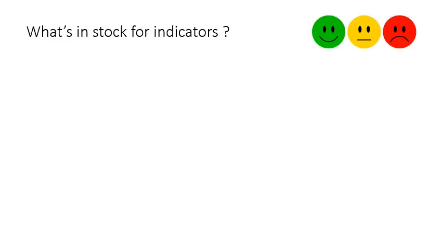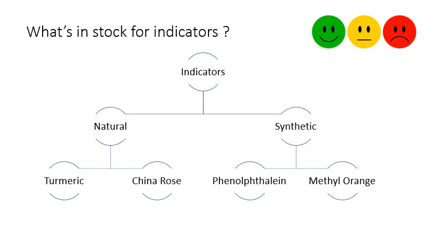After knowing about indicators, let's try and find out what is in stock for indicators. That means, what are the different types of indicators that I have? Look at this flowchart. I can categorize indicators as natural or synthetic indicators. Natural means they are prepared from substances which are available in nature, like turmeric and China rose. China rose is often called chini gulab. And it is very easy to make them.